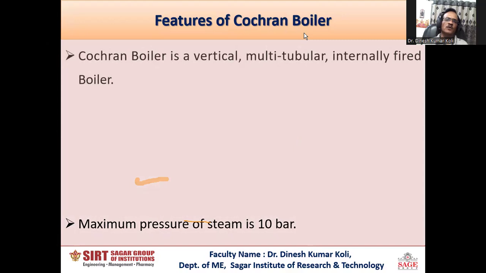A Cochran boiler is a vertical multi-tubular and internally fired boiler. It means it is a vertical boiler where the cylinder or the boiler shell is kept vertical. Multi-tubular means it has a number of tubes inside which the flue gases flow. It is internally fired, which means the combustion occurs inside the boiler.